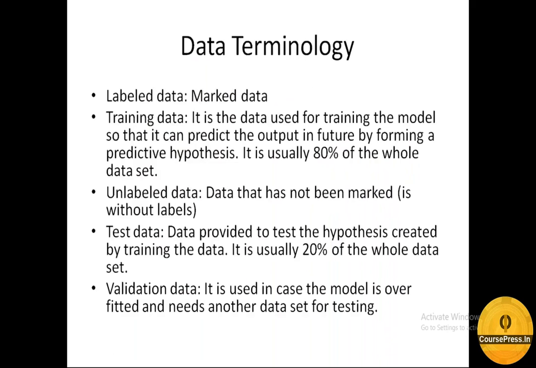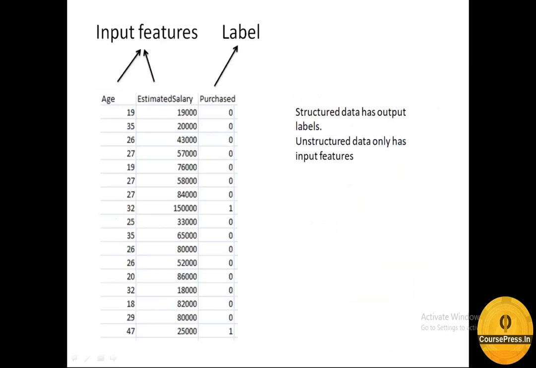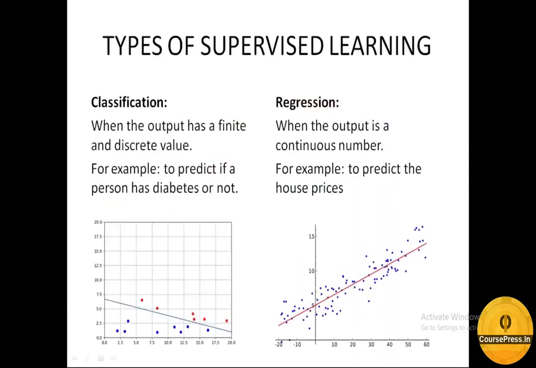Now, some terms that we usually hear about in the data science world are labeled data. So what is labeled data? As we've seen here, the label is present, so the data is marked. Let's say we are finding if a person purchased a house or not. So 0 is for the person does not purchase a house and 1 is for the person purchasing a house. This is labeled data, i.e. we have the outputs already on hand.